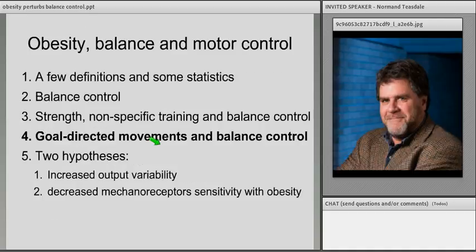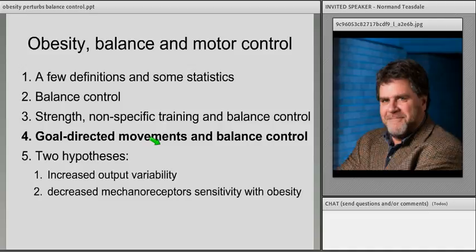Okay, so next I'll present some data on goal-directed upper limb movements. As I mentioned, balance control is the basis for most of our upper limb movements. So if we have an unstable base of support, then upper limb movements should be affected by this.